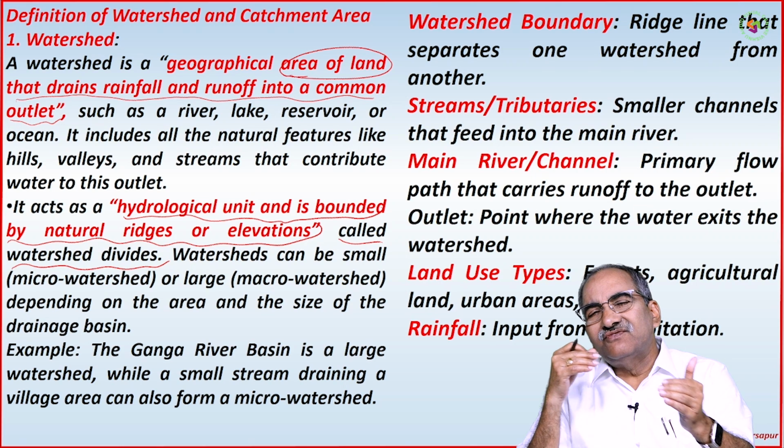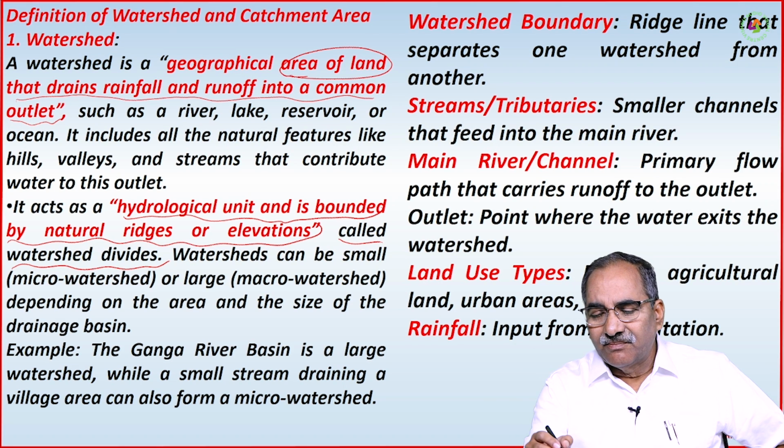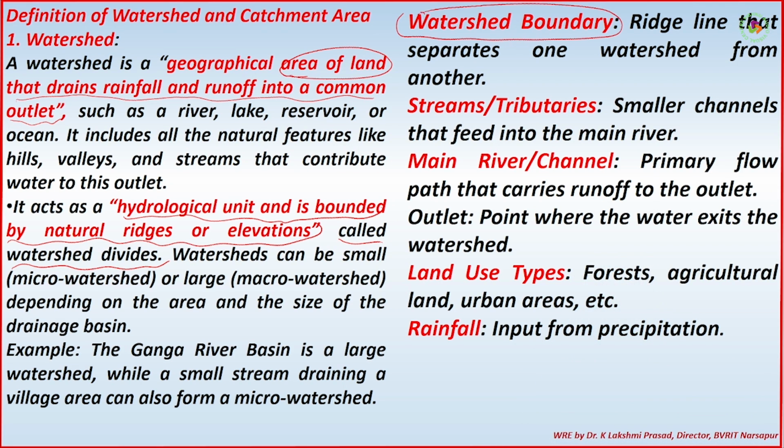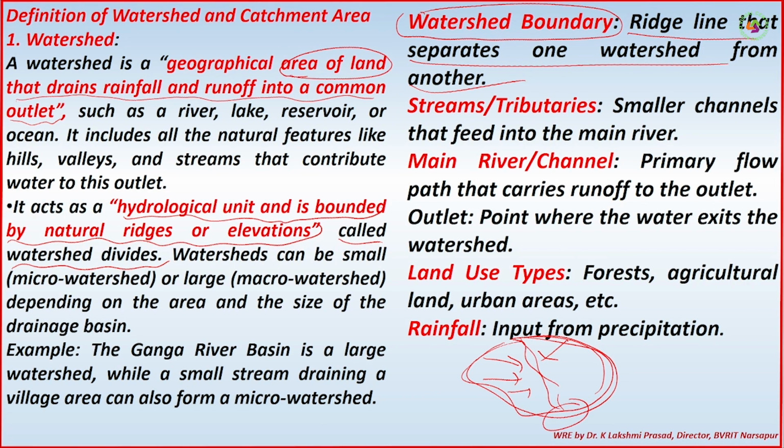What are the terms that we come across in a watershed? Number one is the watershed boundary. What is the watershed boundary? It is nothing but the ridge line, the ridge line that separates one watershed from another. Suppose this is one watershed, so this is the ridge line. This is the highest elevation line. The entire area in between is at a much lower level. So naturally, from all this, water flows like this, and finally it reaches the outlet, here. So this ridge line is the highest line.